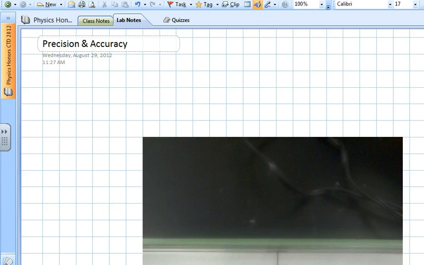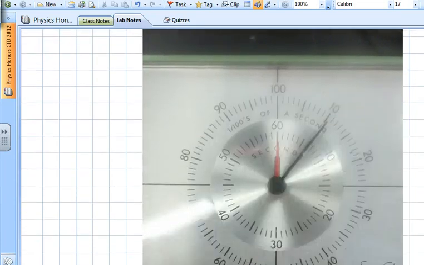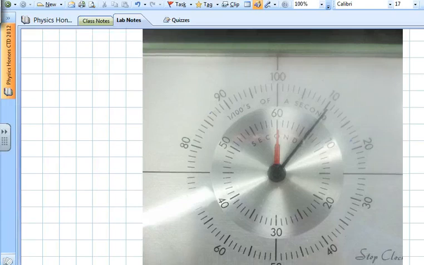This may be a little bit of review for you, which is fine, or there might be some new things that you pick up. So I want to start with a picture of our stop clock from the lab and talk a little bit about how to take data and how to estimate uncertainties and precision and accuracy. It's not the most exciting topic, but it's very important.